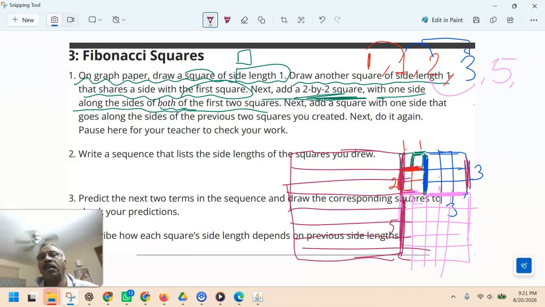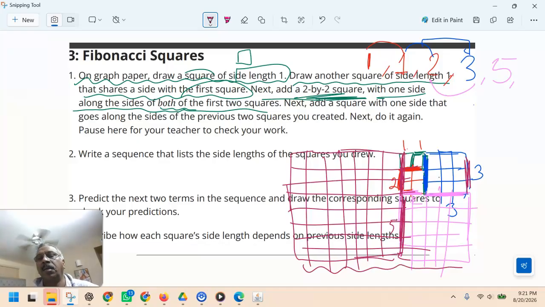Okay, so that will be done. So this length will be 5. The previous one I forgot to write 8. 8 plus 5 is 13. See? So this is 5 and this is 8. 8 plus 5. So that's what you're supposed to do on your paper.